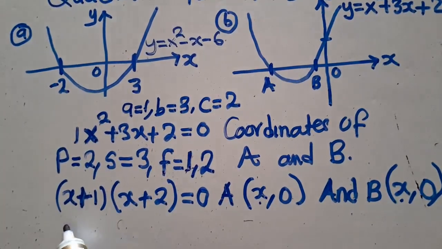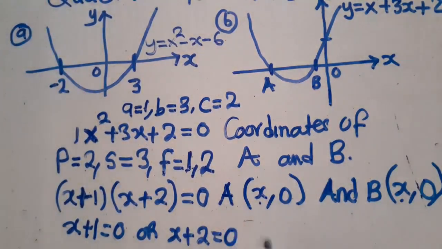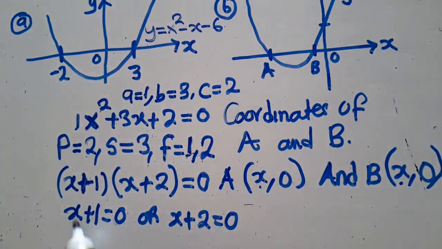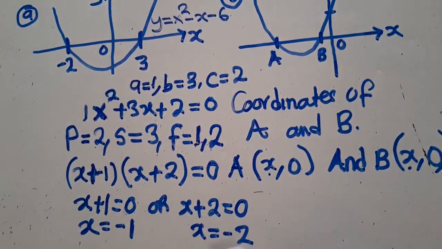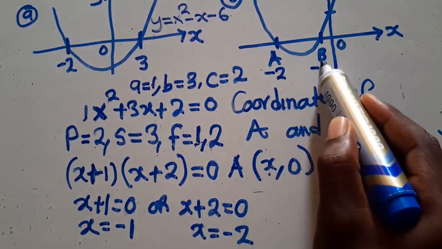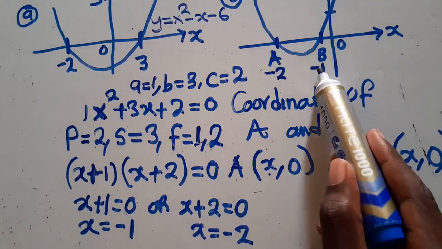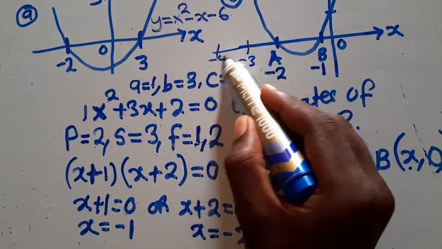Then you solve this. This is x plus 1 is equal to 0, or x plus 2 is equal to 0. So when you solve this one, x, when 1 goes there, it becomes negative 1. So x is equal to negative 1. X is equal to negative 2. So if you ask yourself, where can be negative 1? Where can be negative 2? Definitely you know that negative 2 should be there. Negative 1 should be there. Have you seen? So that negative 1, negative 2, just like that. Negative 3 somewhere there. Negative 4, you are just going like that.